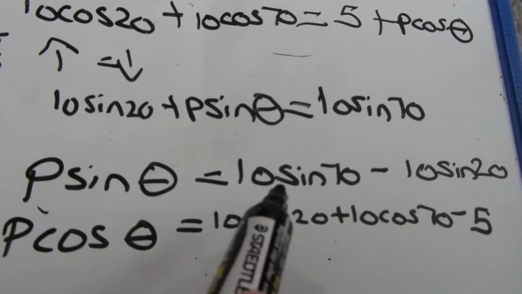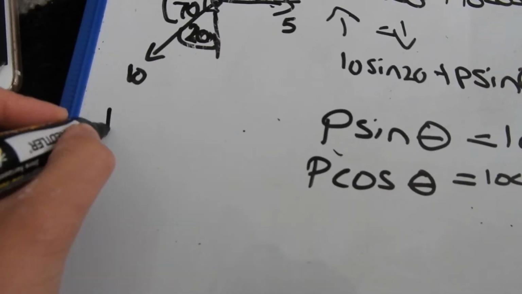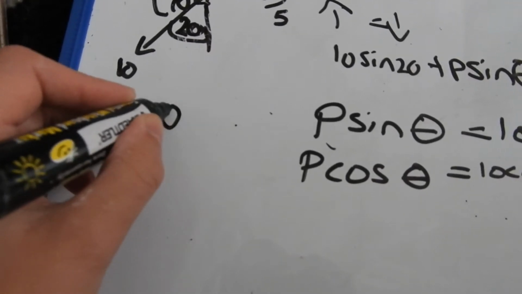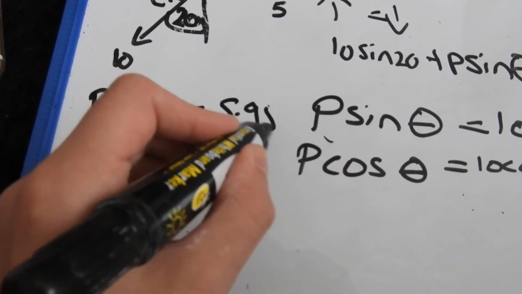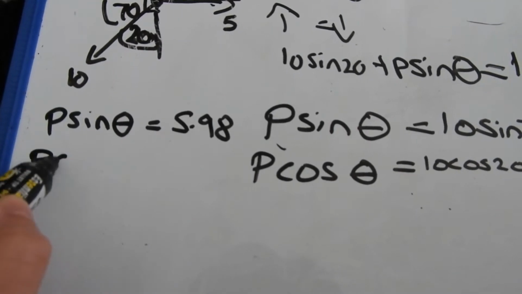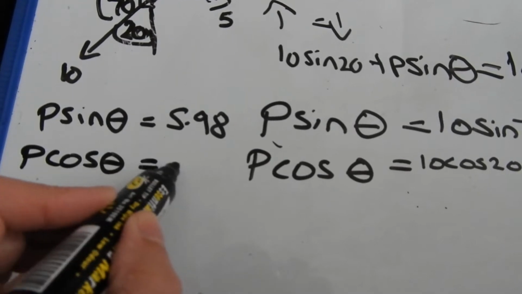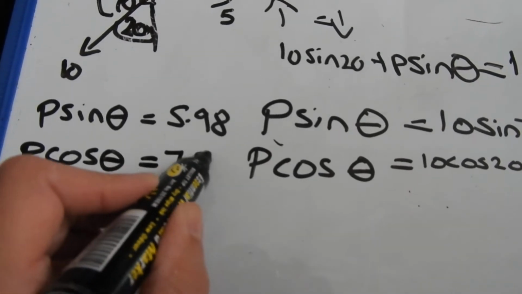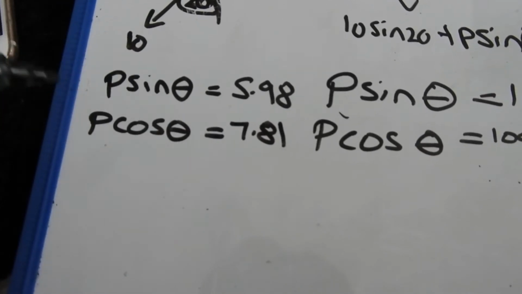If you type it into your calculator, you're going to get a number. So when you actually type this into your calculator, you're going to get that P sine theta is equal to 5.98. And then when we type this into your calculator here, we are going to get P cos theta is equal to 7.81. Okay, again, you're sitting thinking, well, we haven't found either the angle or P.